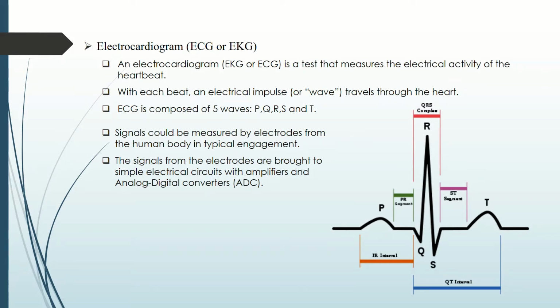Electrocardiogram (ECG or EKG). An electrocardiogram is a test that measures the electrical activity of the heartbeat. With each beat, an electrical impulse or wave travels through the heart. ECG is composed of 5 waves: P, Q, R, S, and T. The signal could be measured by electrodes from the human body in typical engagement. The signals from the electrodes are brought to simple electrical circuits with amplifiers and analog-to-digital converters (ADC).